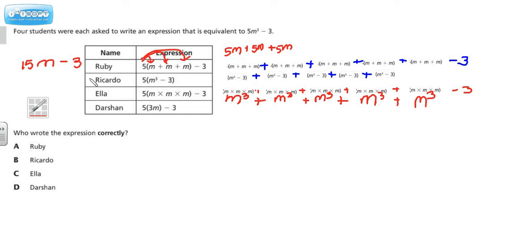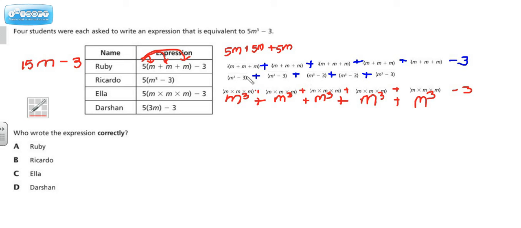All right, let's look at Ricardo. This would mean 5 groups of m cubed minus 3. So if I just factor that out, let's just look at that, or put it as separate add-ins rather. M cubed minus 3 plus m cubed minus 3 plus m cubed minus 3.